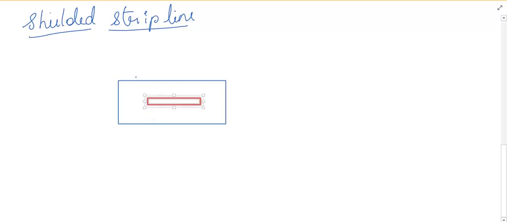Then what about the upper and bottom of this dielectric? At the top and the bottom of the dielectric, we place the ground plates. And these ground plates are not interconnected here, they are separate. Okay, so here is the strip. The center one, as I have told, this is our strip and it is immersed inside the dielectric.